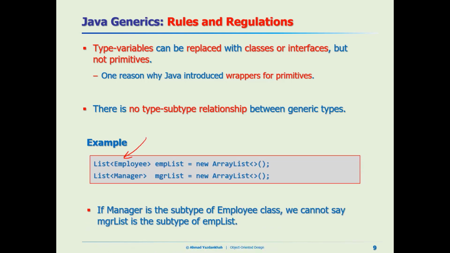We have a list of employees here, and a list of managers here. Since Manager is a subclass of Employee, we cannot say that this variable is a subclass of this variable. There is no such relationship.